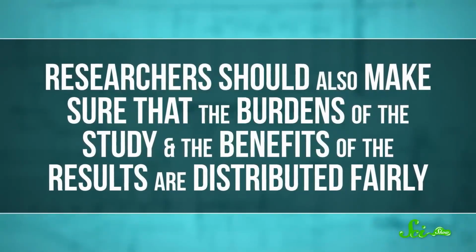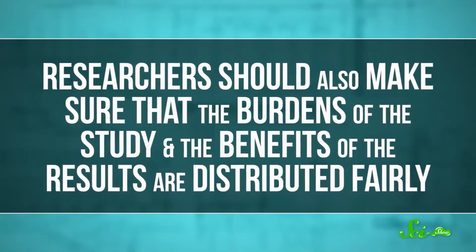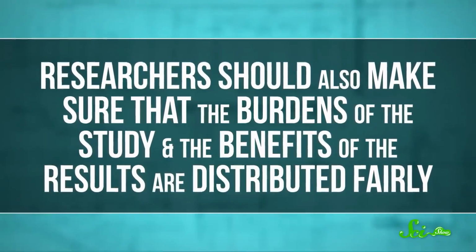The final point, justice, involves making sure that subjects aren't exploited. Researchers should also make sure that the burdens of the study and the benefits of the results are distributed fairly. In early research studies, for example, the subjects would often be poor, while wealthier patients would benefit from the results of the experiment. And that's not okay. These rules apply to human research in all fields, including psychology.